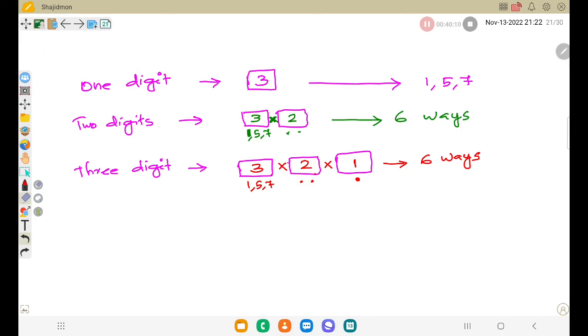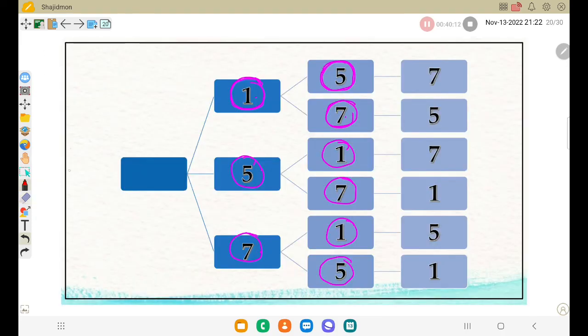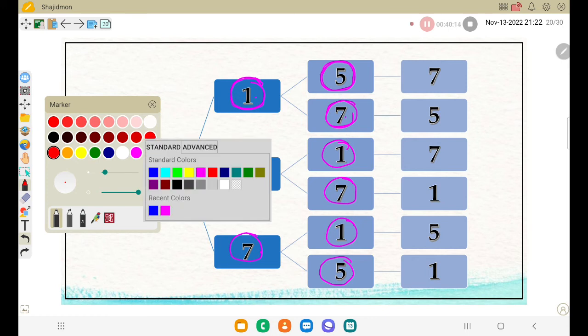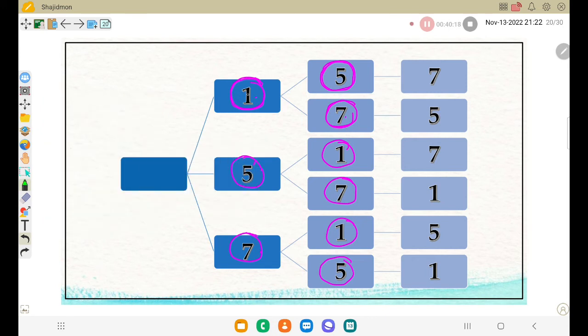So what are the 6 three digit numbers? Tell me that. What are the numbers from this tree diagram? You can see the numbers. First digit 1, second digit 5, third digit 7. So what is that number? 157, correct? Now first digit 1, second digit 7, third digit 5. So what is that number? 175.